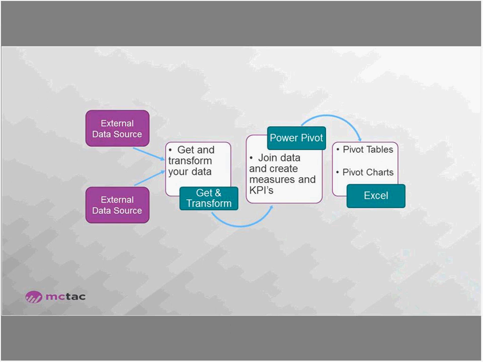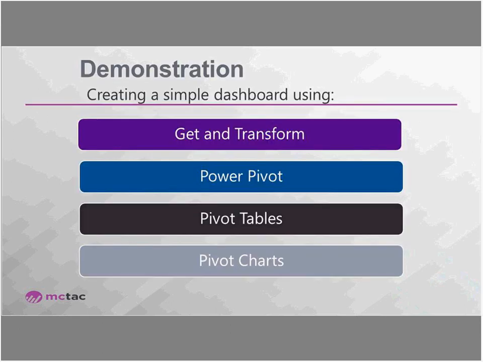So here's the way that I think about it. On the left, you have your external data sources. You need to get that data. We're going to use Get & Transform to get and transform the data. We're then going to join data and create measures and KPIs inside of a data model, and we're going to use Power Pivot to do that. And then we'll create pivot tables, pivot charts, slicers, basic data elements around data analysis to allow us to work with our data. And we're just going to use the Excel tools to do that. So that's what we're going to do.